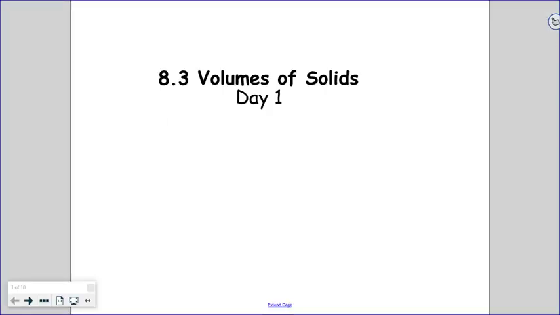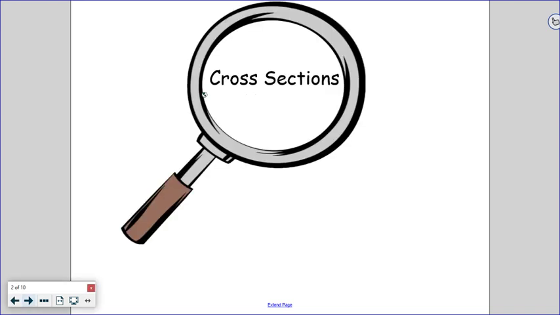As we move into our last section of Chapter 8, the challenge is we start looking at things three-dimensionally. We're looking at volumes of solids, and so we have to take our two-dimensional papers and be able to look at them in a three-dimensional way. Our first topic in this is going to be talking about different shapes of cross-sections.